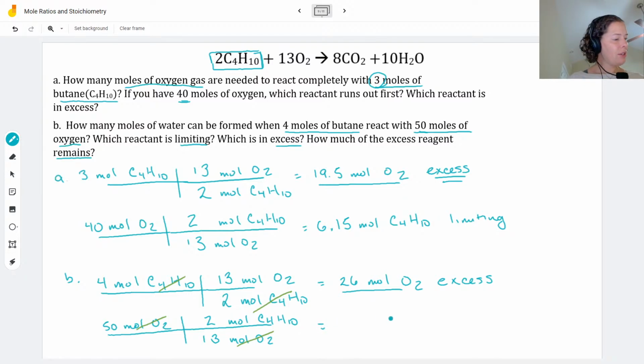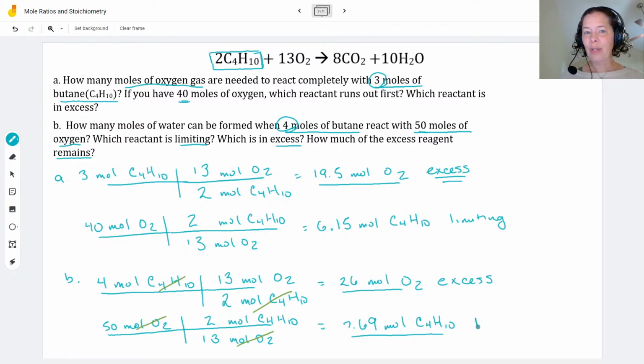This calculation gives me 7.69 moles of butane. So if all of those 50 moles of oxygen is going to completely react, then I need to have at least 7.69 moles of butane. Let's walk over to the pantry. How much butane do you actually have? Do you have enough? Well, I only have 4 moles of butane, so I do not have enough. So again, this tells me that butane is my limiting reactant. It is going to run out first, and I'm going to have oxygen left over.